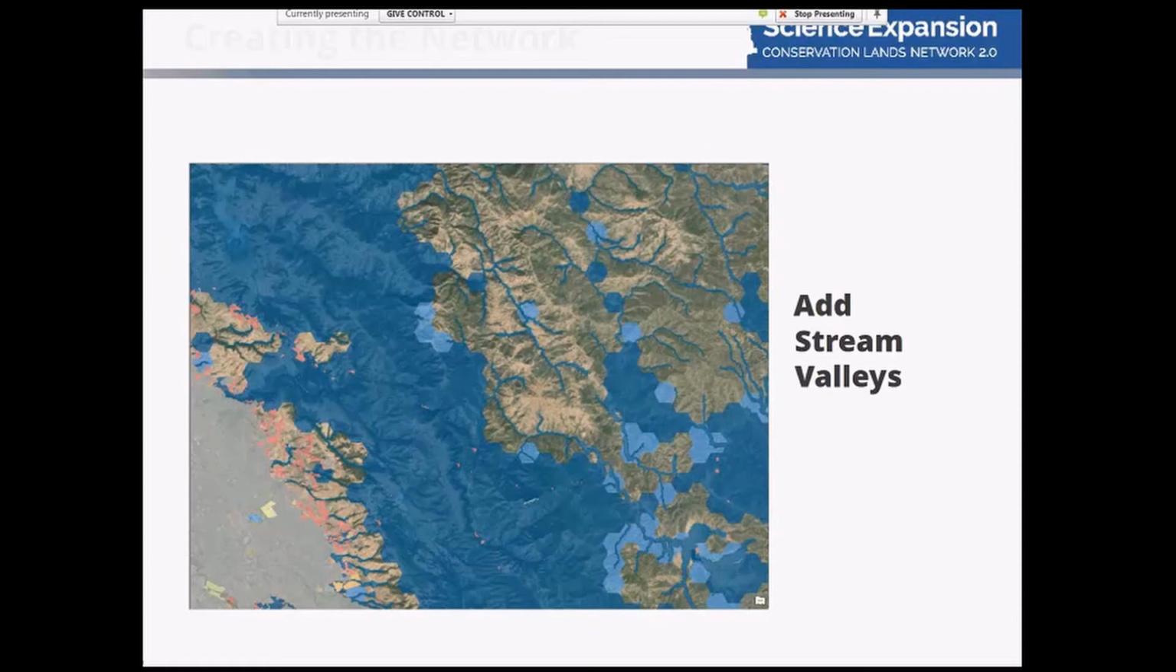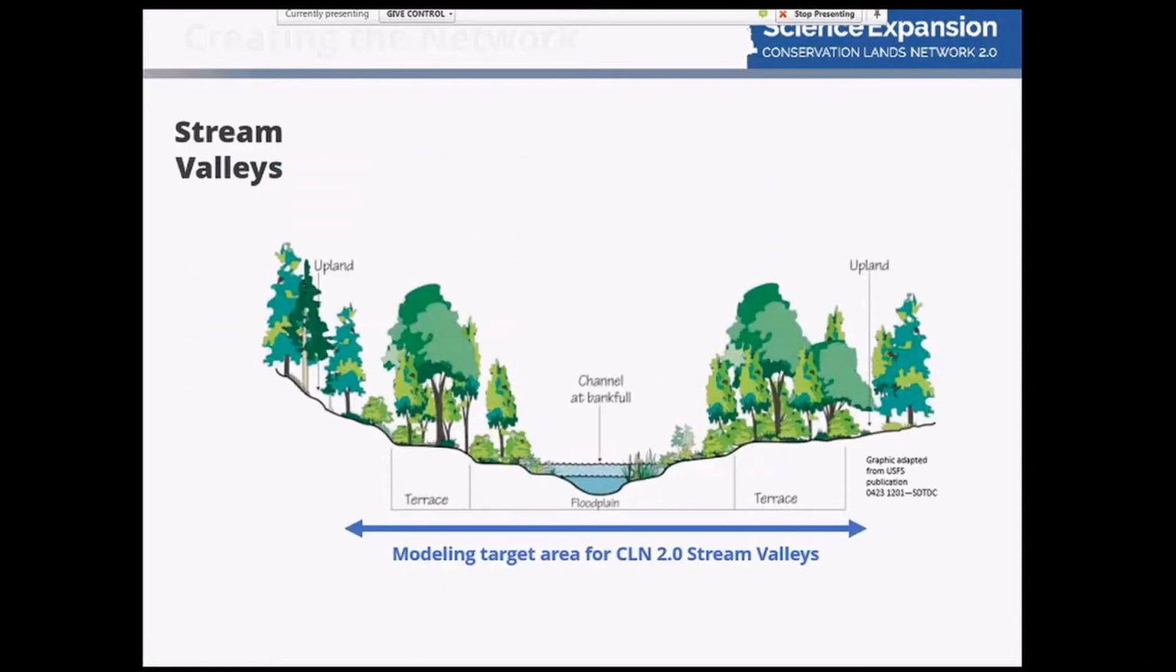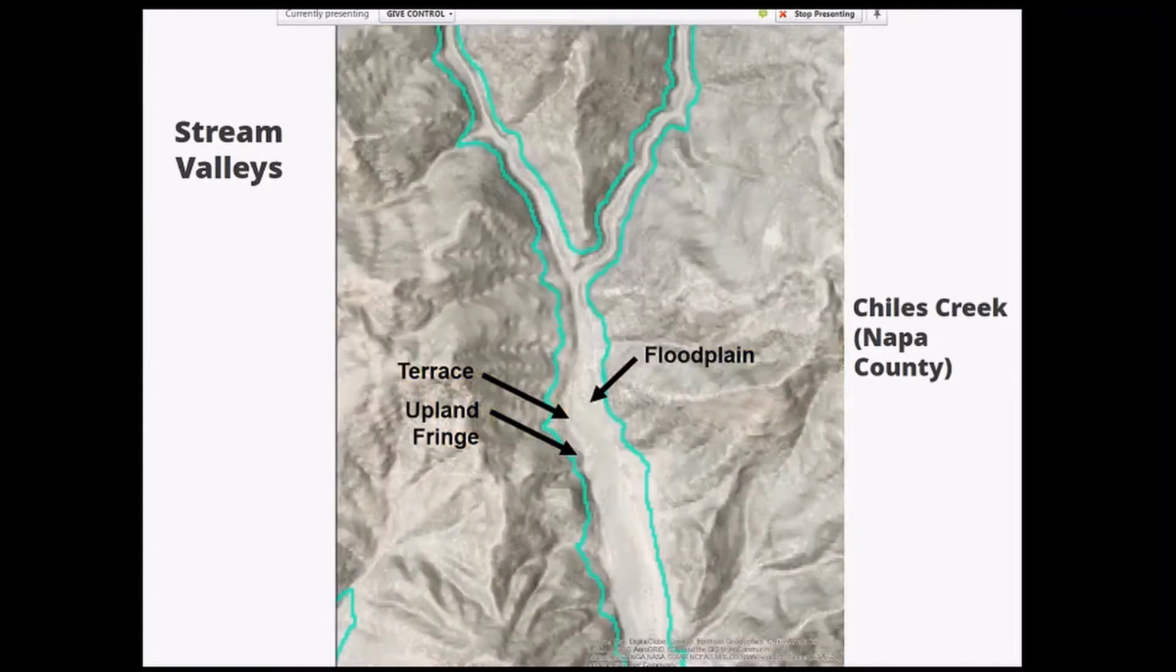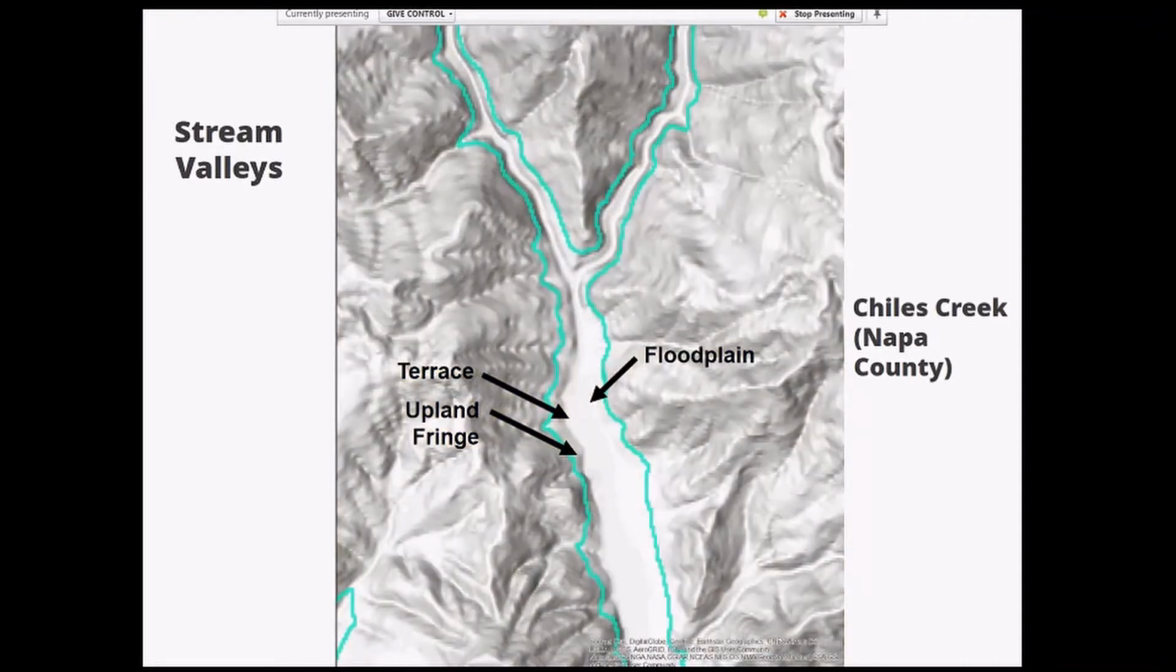Here's a schematic of the area that we targeted for modeling stream valleys. It includes the floodplain, the terraces, and even edging into the upland fringe. Here's an example in Napa County on Childs Creek. You can see there the floodplain in the photo, the terrace, and the upland fringe. Here's a look at the topography and terrain. And so we feel really good about this. This is something that is new, and it gets us away from buffered lines that don't necessarily capture the areas that we want to capture. And so those were added right into the network.